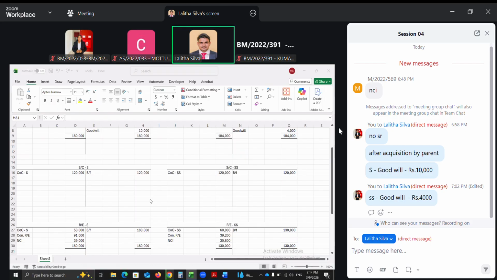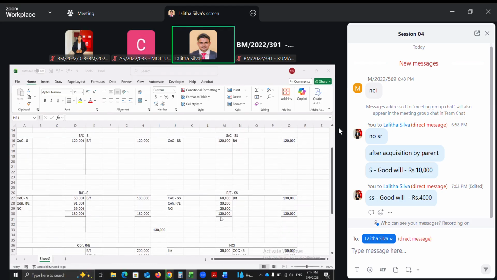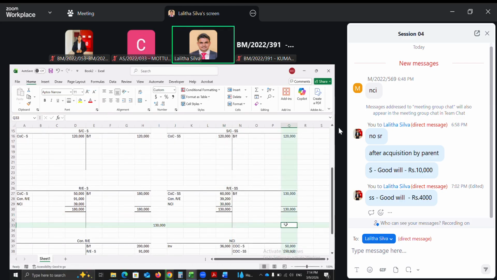Yes, your answer is correct. Now, when it comes to the pre-acquisition and post-acquisition retained earnings of SS, for the post-acquisition retained earnings we have to take whatever the remaining balance is. The brought forward balance is 130 million, but we already took out 60 million. Then as post-acquisition retained earnings, 70 million is remaining.